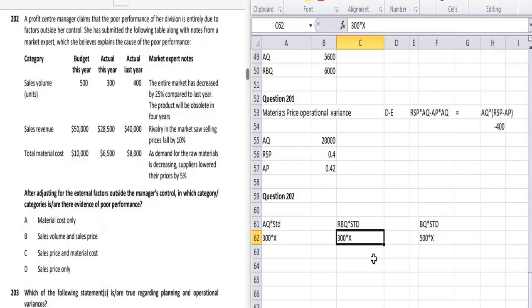So we can't assess the performance of the manager based on this factor. We will only look into these two things, which is the operational variance, which is under the control of the manager. And just have a look at this formula. If we take out the common STD, the remaining thing will be AQ minus RBQ, and both are the same. In that case it will be 0. So overall there is no variance and the manager has performed well, right? Similarly, this one is for the sales volume.